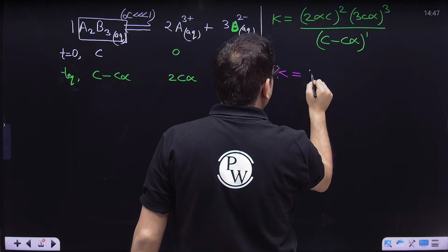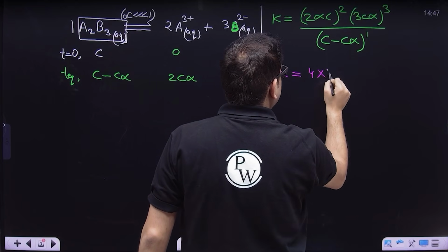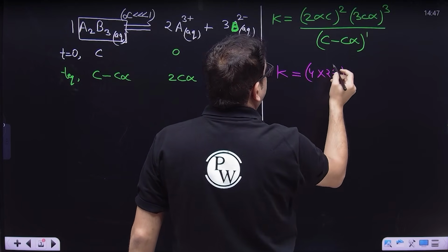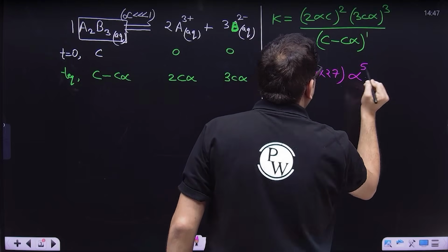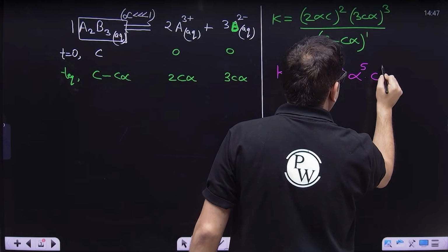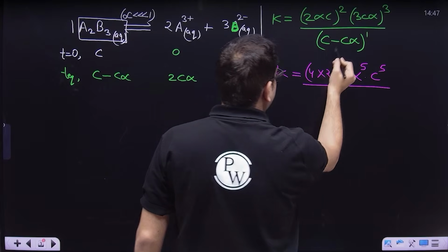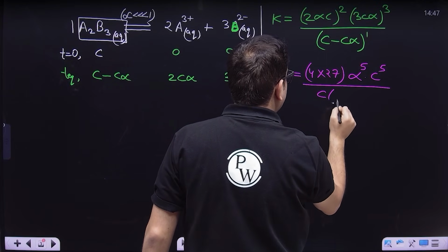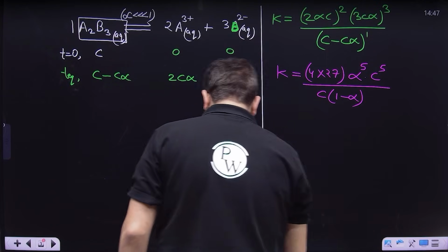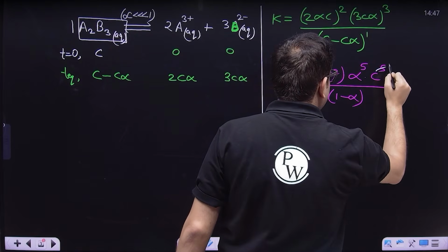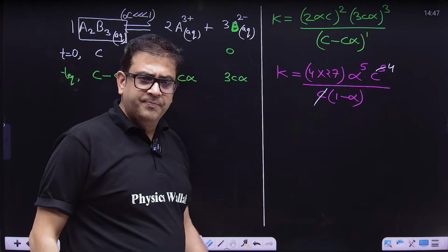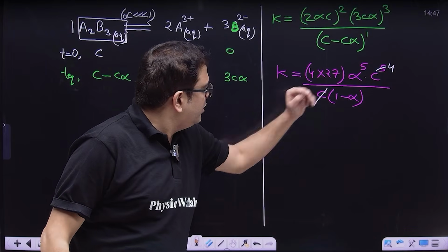2 twos are 4, then 3 threes are 9, 9 threes are 27, and over here alpha raised to the power 2 and 3 becomes 5, and C raised to the power 5, and in the denominator C will come out to be common. It will be 1 minus alpha. Something will get cancelled. This C and this C power becomes C raised to the power 4. Easy. Sir, but here it is 1 minus alpha.